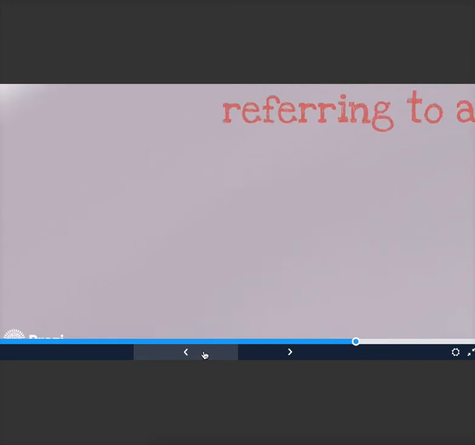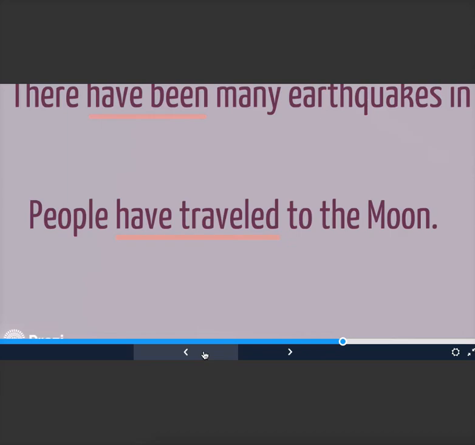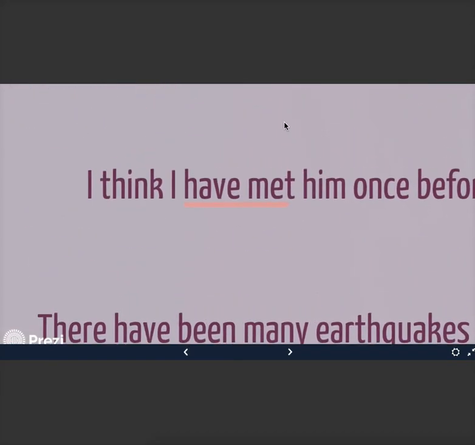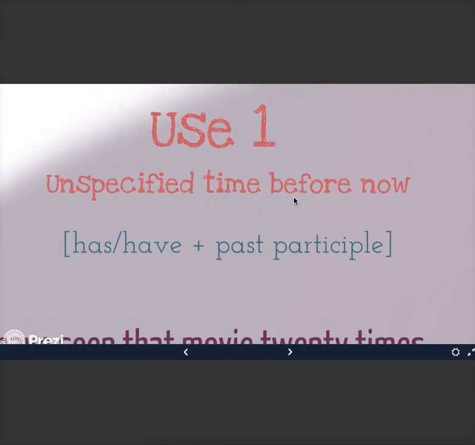Okay, so I am going to go back. I am going to go back to use number 1. So let's stop here for a while. Questions of this use. Preguntas sobre este uso, amores. Use 1, unspecified time before now. Questions about it?